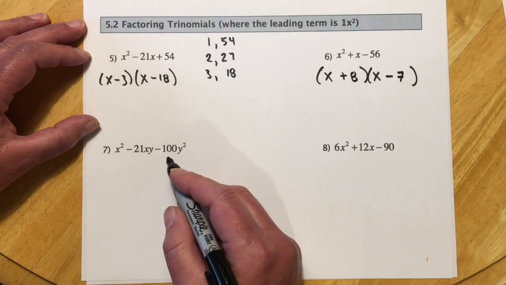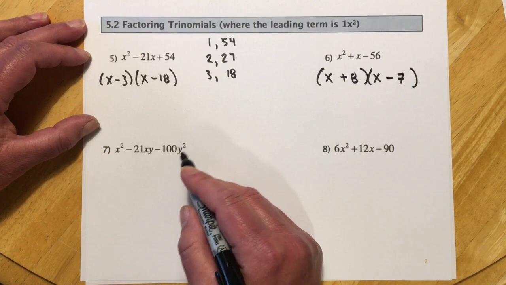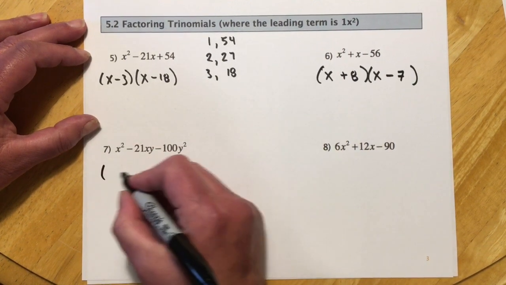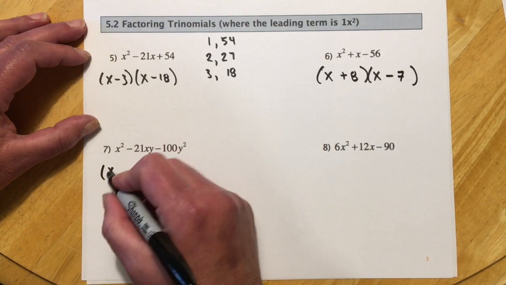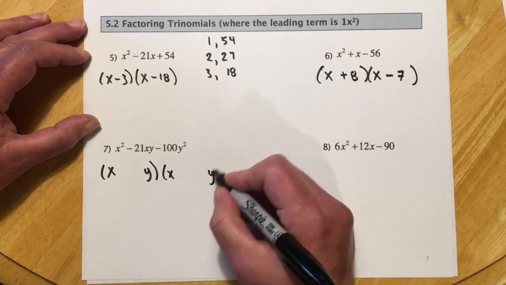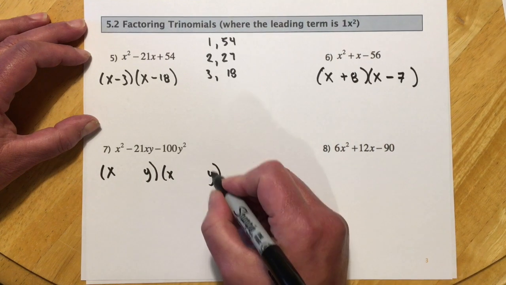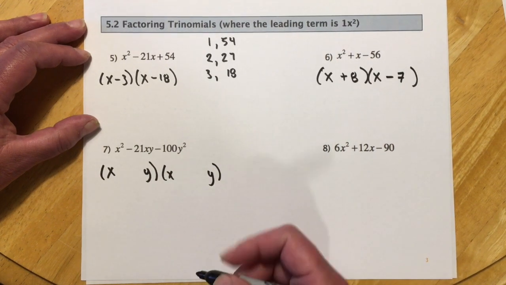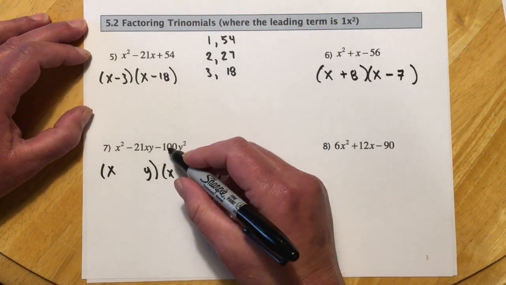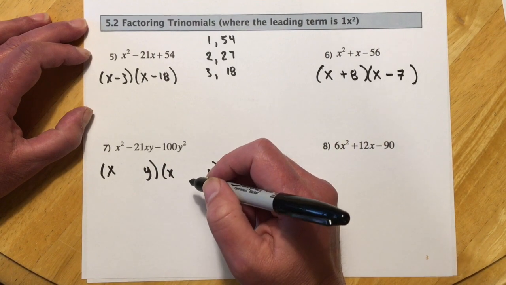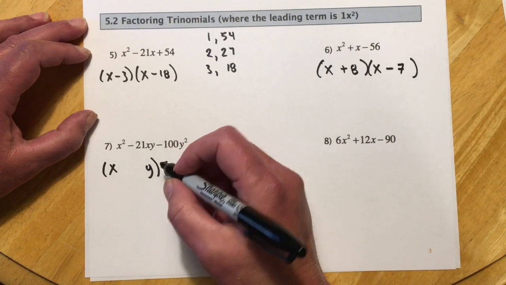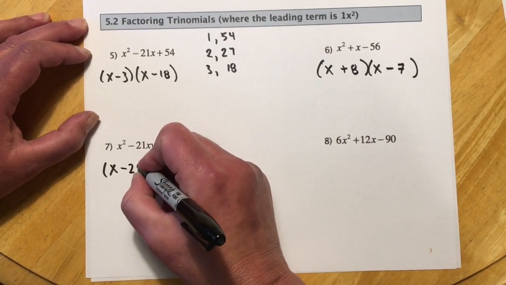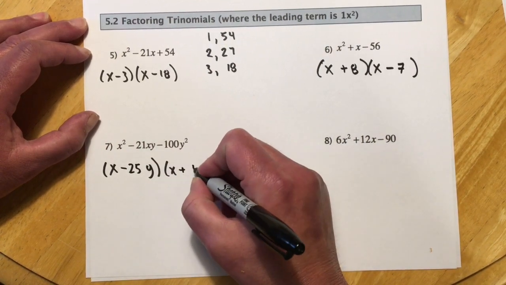Number 7, same basic thing, except now there's this y squared on the end, not a big deal. All you gotta do for that is the same way that we put x's up front, we just put y's in back, so then when we go y times y, we'll get that y squared. And I need two values that multiply to negative 100, add to negative 21. And so one's positive, one's negative, so they're 21 apart. So that's going to be a minus 25 and a plus 4.